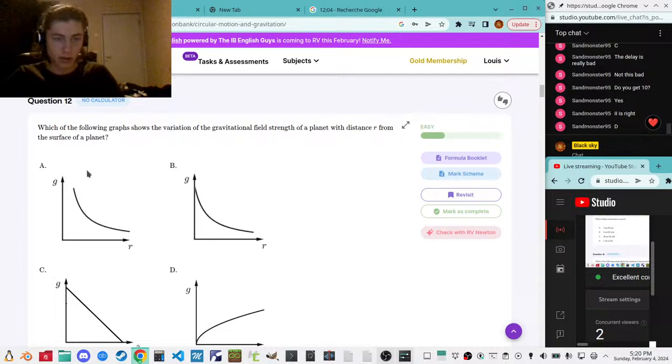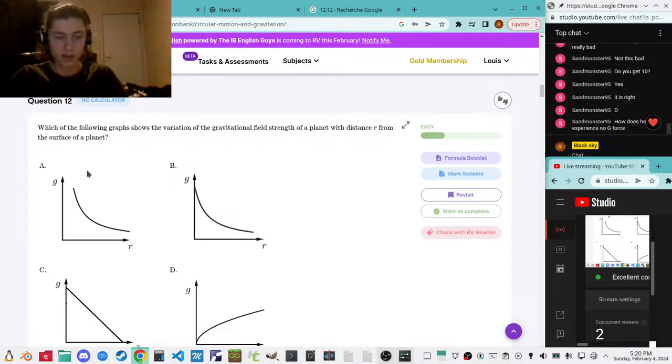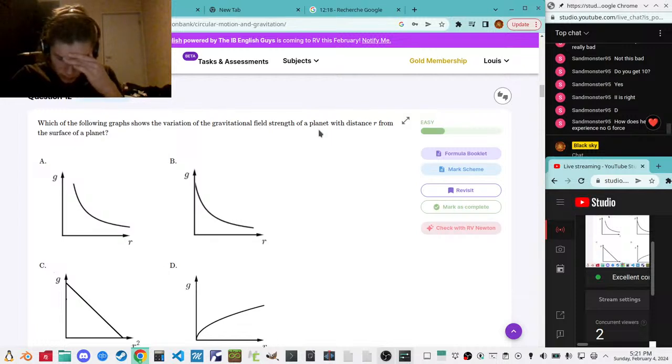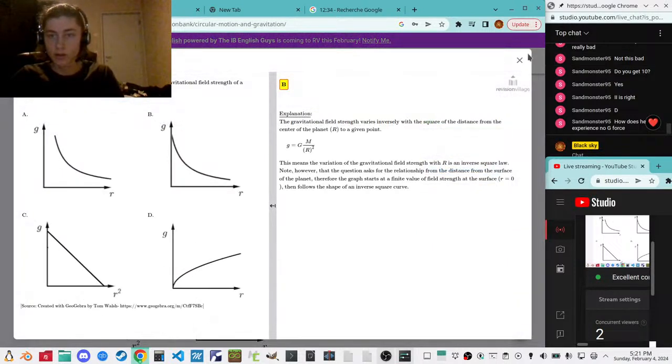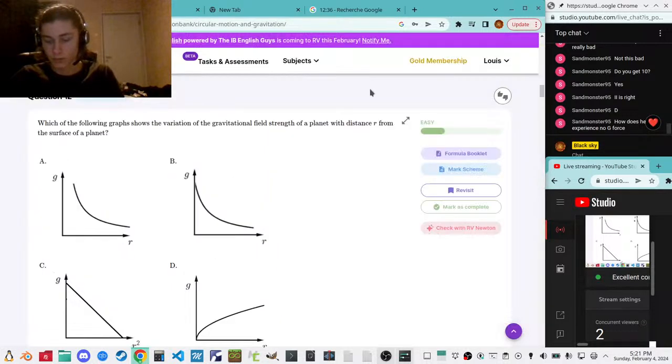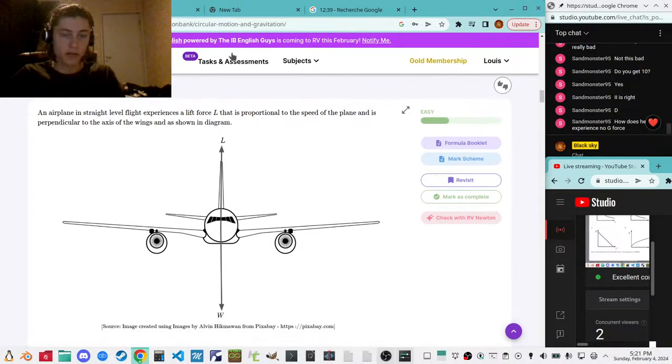Which of the following graphs shows the variation of gravitational field strength of a planet with distance r from the surface of the planet? Gravitational field strength with distance r. It's r squared. Is it B again? But we have to make sure. Is this from the surface? So it's going to be B. Yeah, if this was from the center, it would be different.